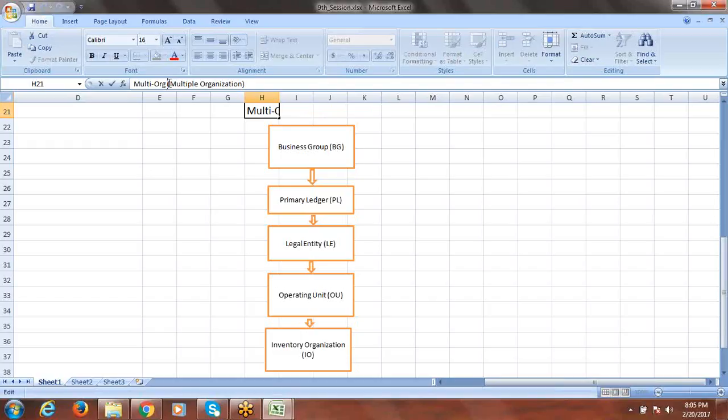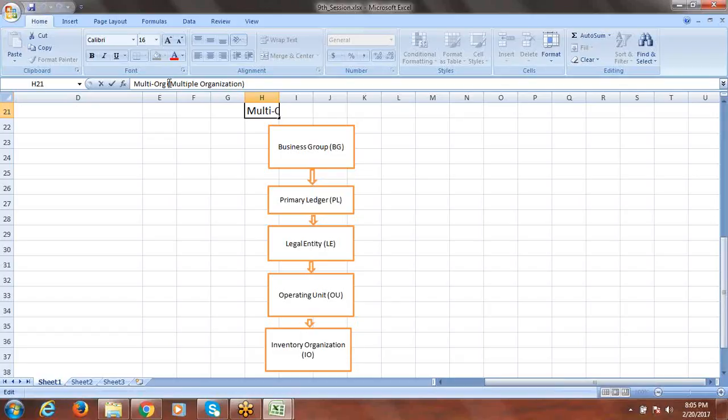When you talk about multi-org structure, the entire company information can be classified and maintained with different organization units. When you look at the structure, the top level will have a business group where we can maintain employee information, and that business group will have a primary ledger to record the business transactions throughout any unit of organization. Under the primary ledger we will have legal entities, nothing but company registration information.